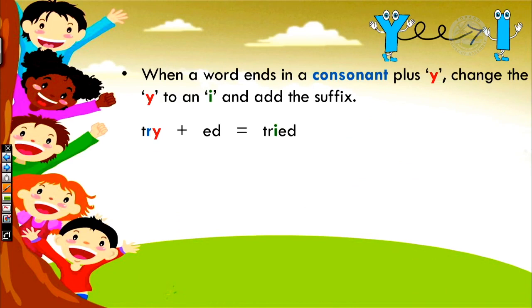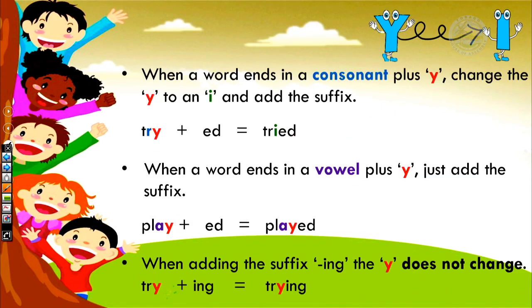When a word ends in a consonant plus a Y, we change the Y to an I and add the suffix. For example, in the word try, we have here the consonant R followed by a Y. We change this Y to I and then we add ED. So the word try is spelled T-R-I-E-D.